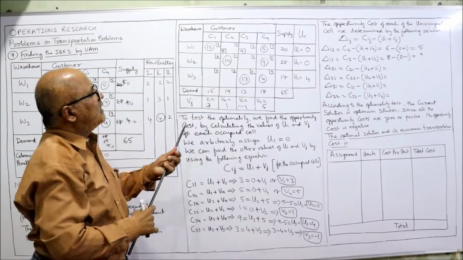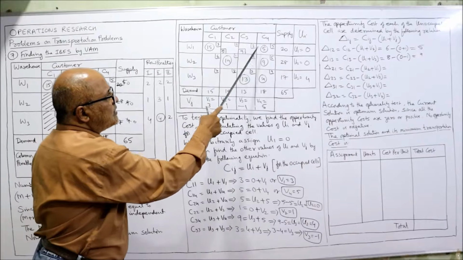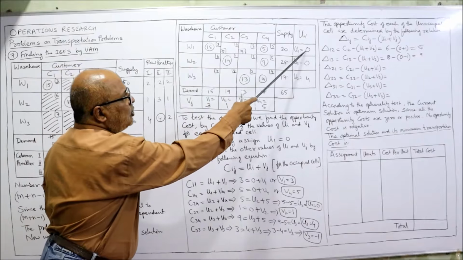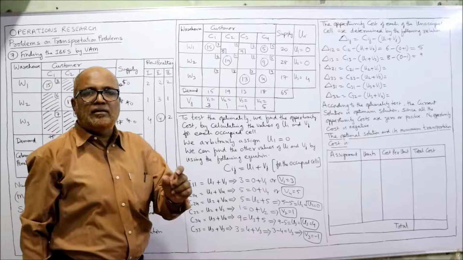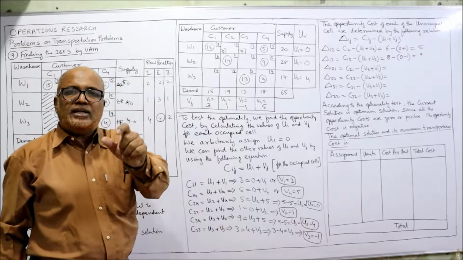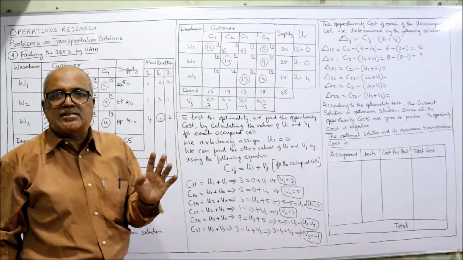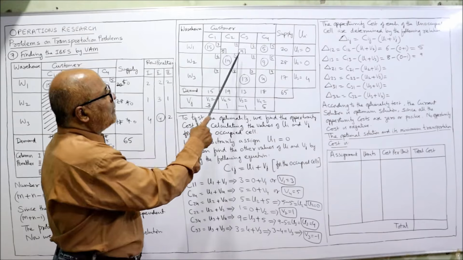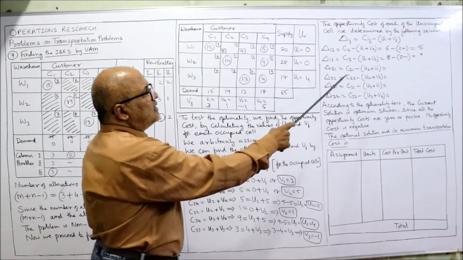In other words, you can say like this also. 8 is the actual cost. Now 8 minus (Ui plus Vj). Ui is 0, Vj is minus 1. So 0 minus 1 is minus 1. So 8 minus minus 1. Minus into minus will become plus. So 8 plus 1, 9. That's it. Right? This one is over.